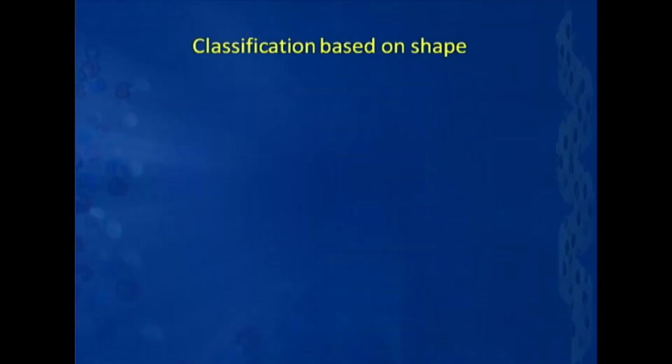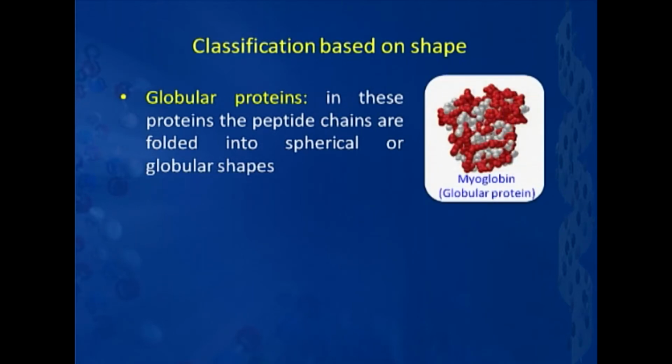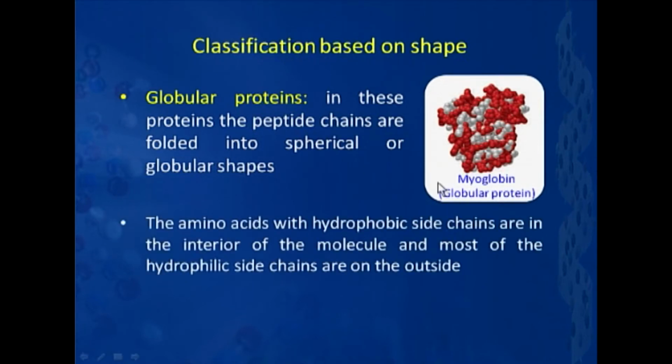The second category is called globular proteins, as the name suggests, globule like. So these are proteins wherein the peptide chains fold into some kind of a spherical or globular shape. So that is how they look. That means the protein molecule is not an elongated one, rather it folds and acquires a globule kind of shape. That is why the name globular proteins. Now in this kind of protein, the amino acids with hydrophobic side chains are in the interior, and most of the hydrophilic side chains are on the outside.